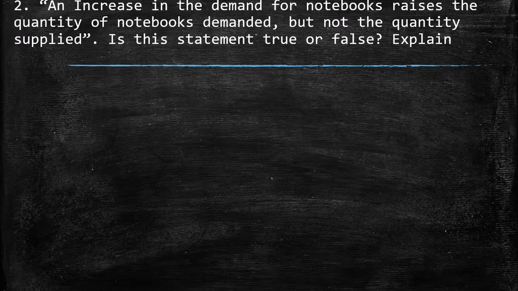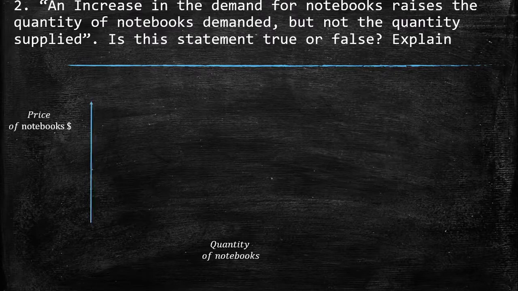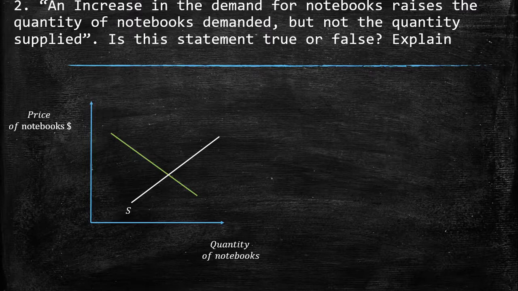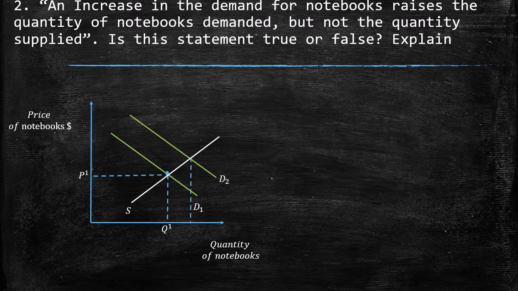a decrease in quantities as well. So the second point: an increase in the demand for notebooks raises the quantity of notebooks demanded, but not the quantity supplied. Is this statement true or false? Explain. So here we have the quantity of notebooks and here the price. We have the equilibrium position, which is the demand and supply. So here we have the Q1 and P1. So given the increase in demand, we are going to arrive to Q2 and P2. So it's going to be an increase for both prices and quantities.